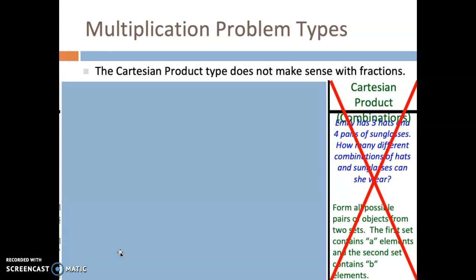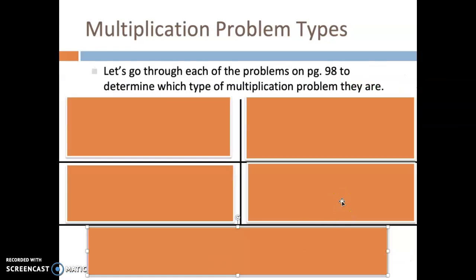This is where I will share with you the Cartesian product method does not make sense for fractions. So while it is a multiplication problem type, right, it's not one that we're going to use with fractions. Okay, so you can X that out. Good practice, good to understand that multiplication problem type, but not going to use it with fractions. Okay, let's go through the different problem types and see if you can differentiate.